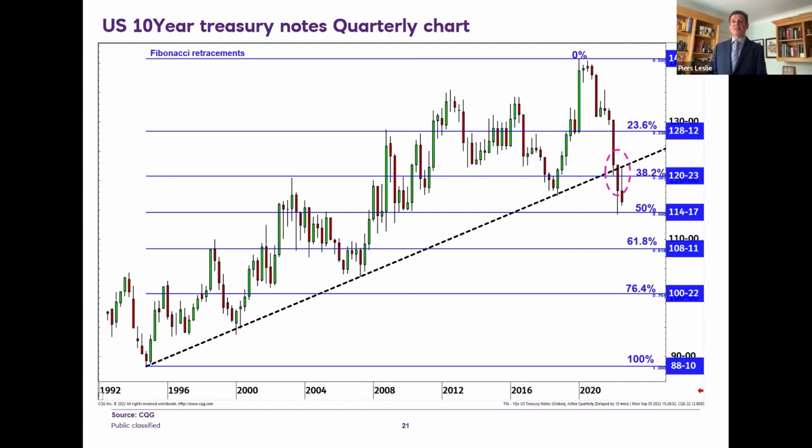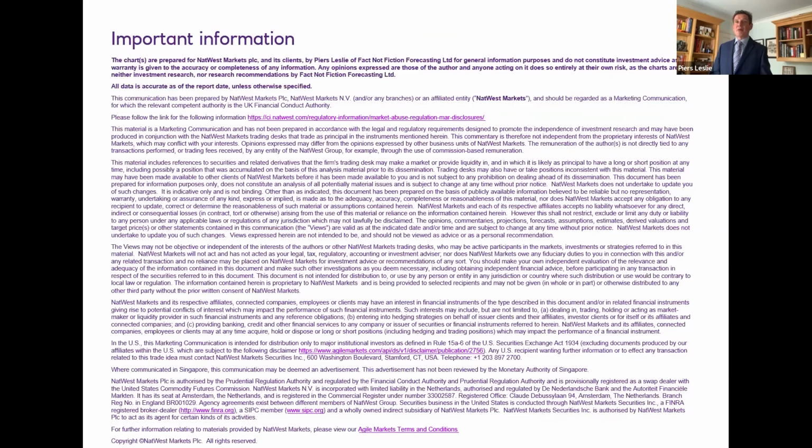and maybe get down to the 108. Where would that view change? If you got above the 120, 121 area, then you'd have to back off that view and say maybe the Treasury notes are going to go a bit higher. But I hope that helps on what I think on gilts and US 10-year Treasuries. They are the inverse of the interest rates, but they're better traded. And that concludes my part today.